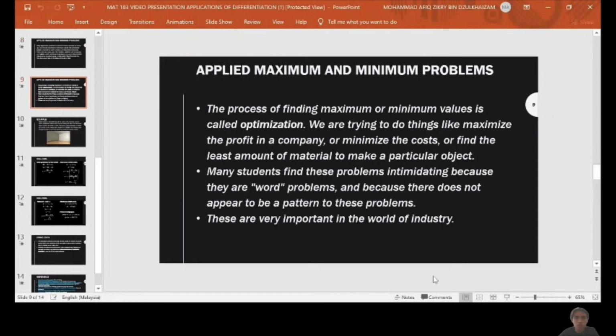The process of finding maximum or minimum values is called optimization. We are trying to do things like maximize the profit in a company, or minimize the cost, or find the least amount of material to make a particular object. Many students find these problems intimidating because they are word problems and because there does not appear to be a pattern to these problems. These are very important in the world of industry.